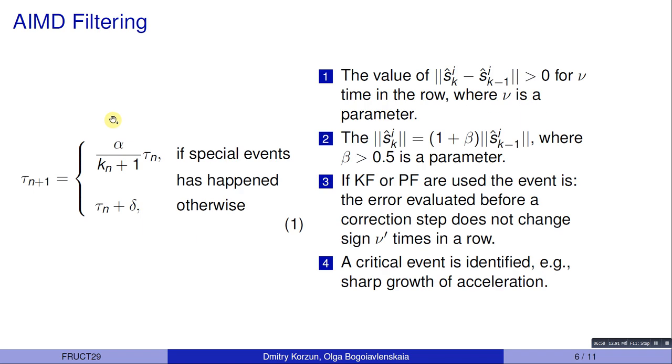Here you can see the rule of this adjustment, so it either decreases or it increases. The choice of a strategy depends on special, so-called special events. So we decrease the delay if special events have happened, and we increase the delay if no events have happened. So what are the events?